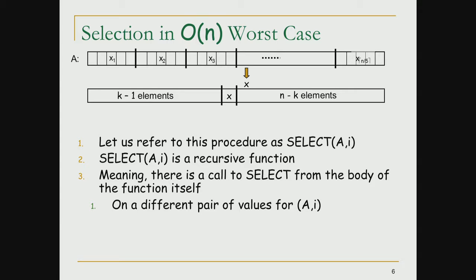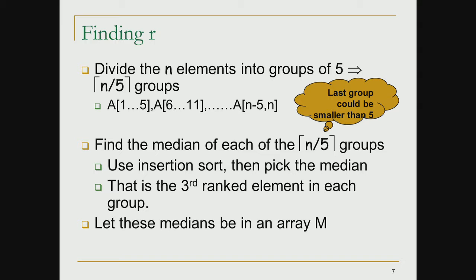Let us just recall a recursive function. It is a function which makes calls to itself with, of course, different parameters. So, what we now do is we come up with a procedure to partition the array based on an index R. To do this, we take the n elements and divide them into n by 5 groups. The n by 5 groups are the elements with index 1 to 5, the elements A[6] to A[11], and so on up to A[n-5] to A[n].